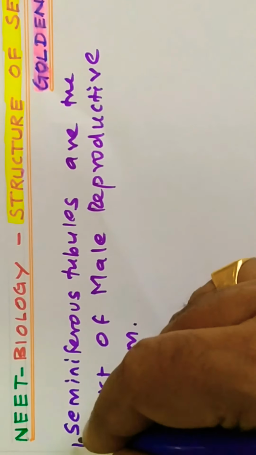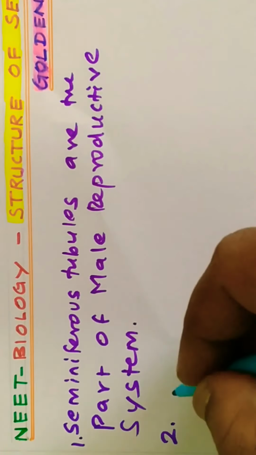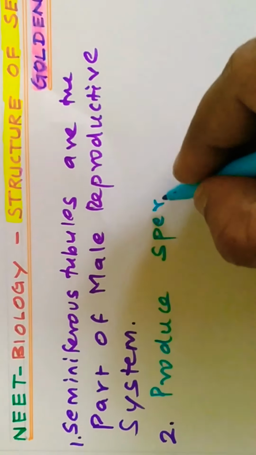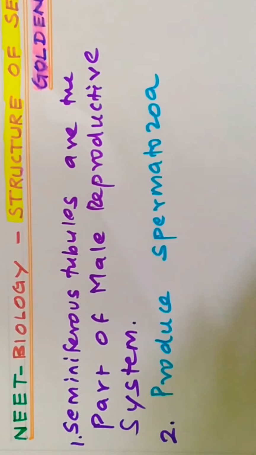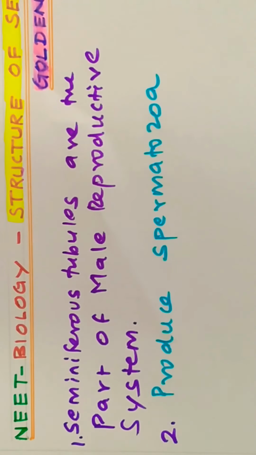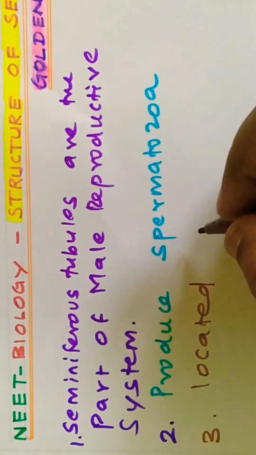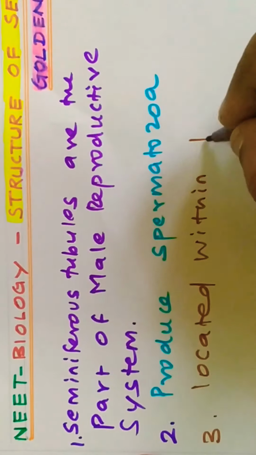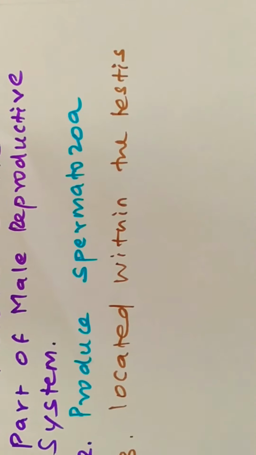The main, much more important function of the seminiferous tubules is that they produce spermatozoa by the process of spermatogenesis. The seminiferous tubules are located within the testis. So I will explain with the help of a small diagram so that you can easily understand.